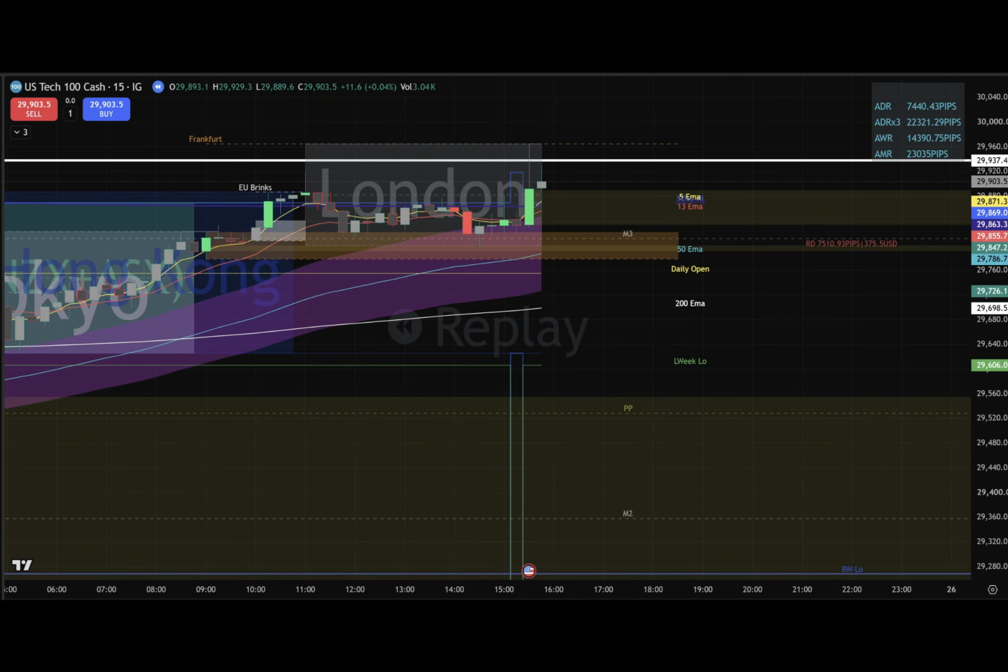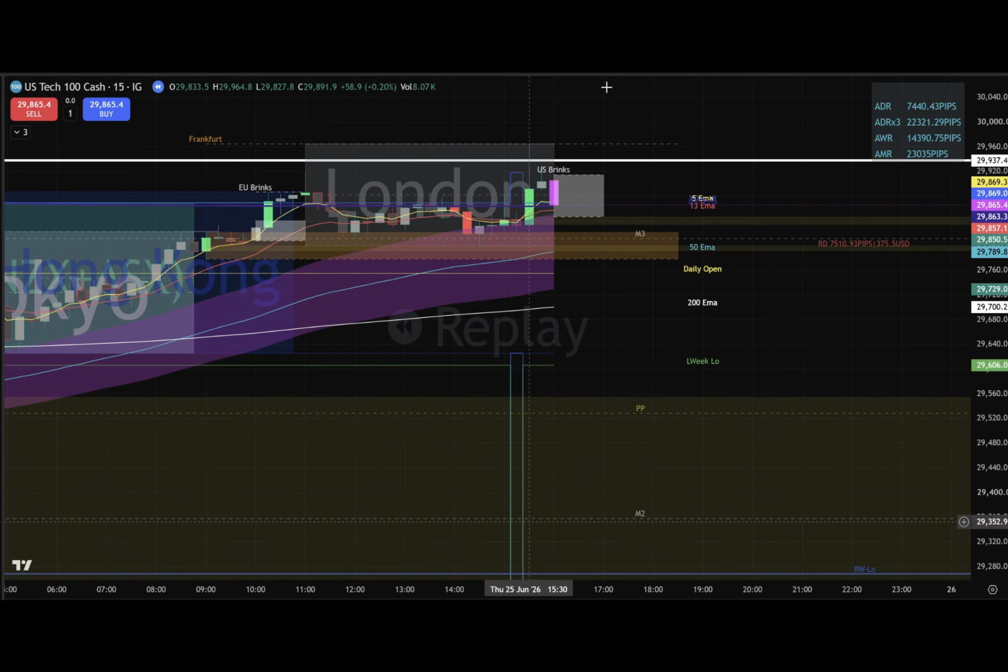Okay, you have another gray one. Let's see. This is where the US brings open. You have a purple candle, a pink candle. Sorry, pink candle means what? Maybe price gonna change direction. And look what happened afterwards.